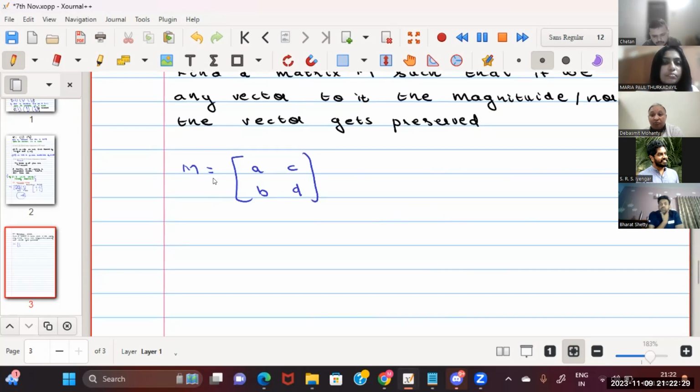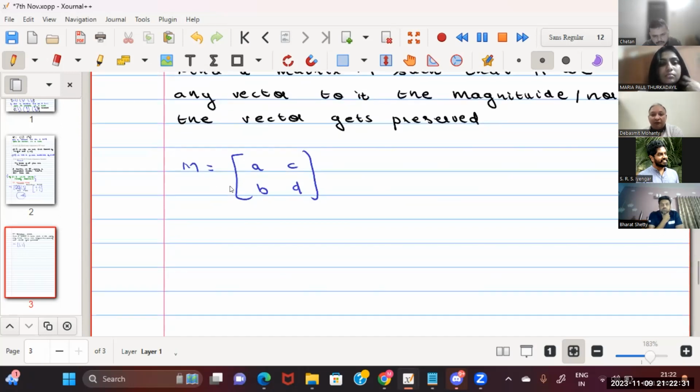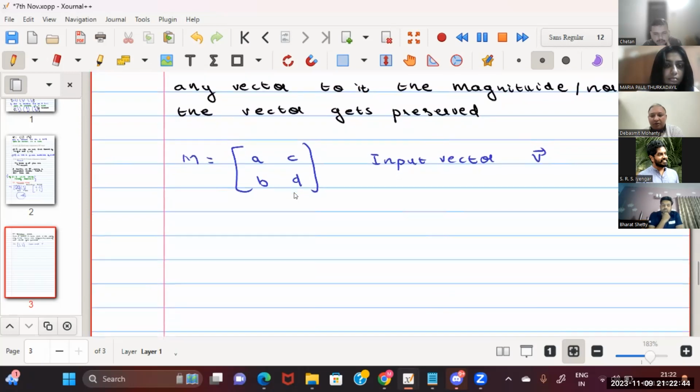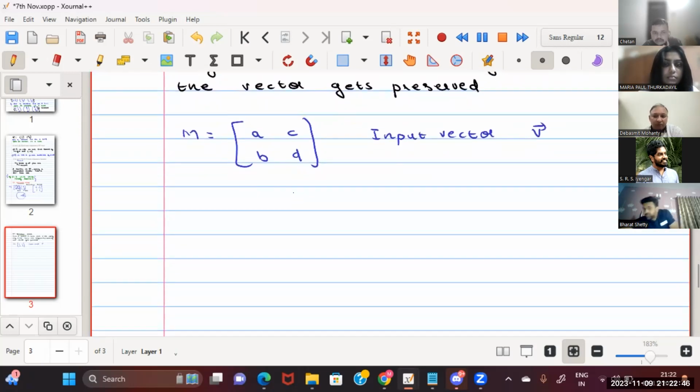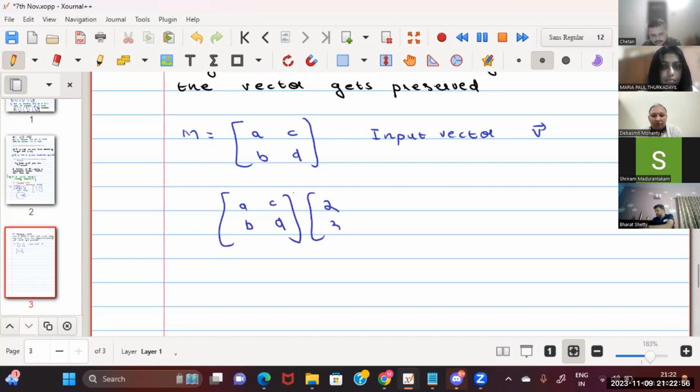Now, the input vector, you give it a name, either V1 or whatever you want to call it. Input vector, whatever is in our domain. Anybody wants to suggest whatever vector, doesn't matter. (2, 3) would work. So when ABCD is multiplied with (2, 3), it should give us what?